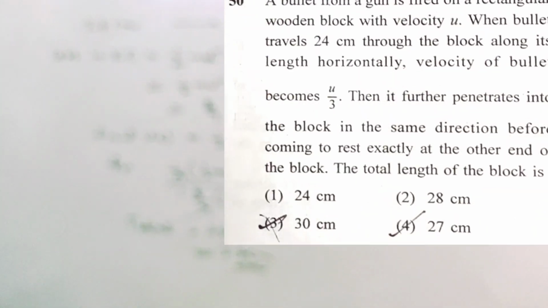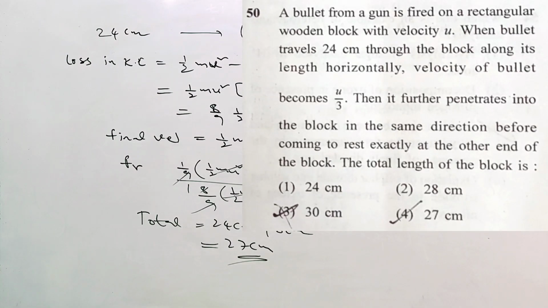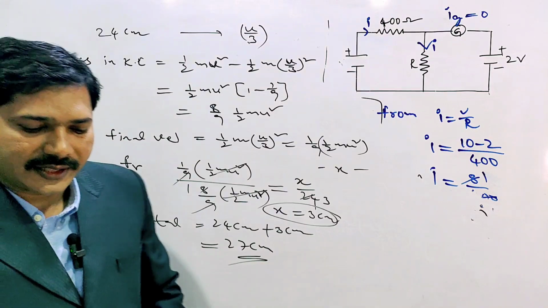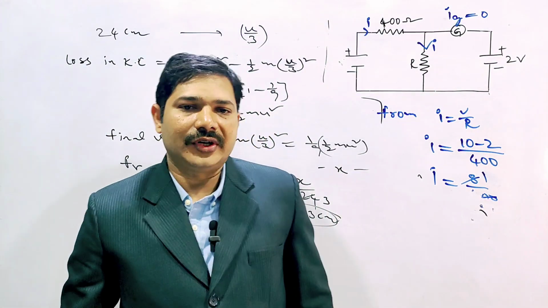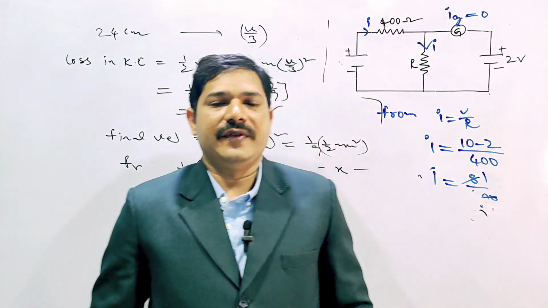So therefore which option is correct? The fourth option is correct. Fourth option is correct. Yes, these are the 2023 UG NEET physics solutions.